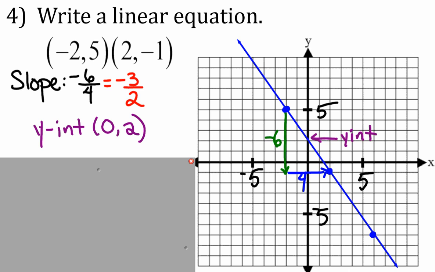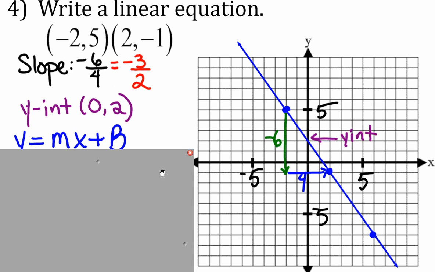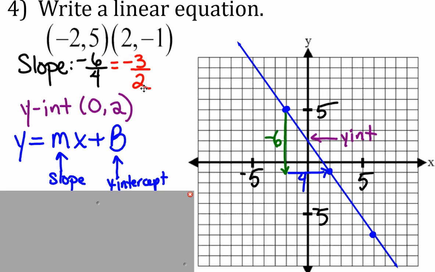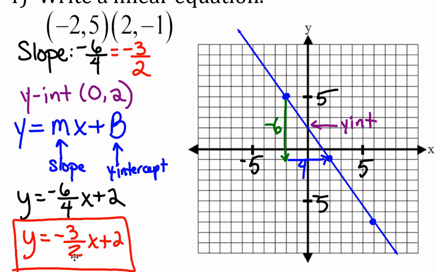In order to write the equation of a line in slope-intercept form, we need to have the slope and the y-intercept. With those two items present, we can substitute in those values and write the equation. So again, we know that the slope is negative 3 halves and the y-intercept is 2. So our equation for our line would be y equals negative 3 halves x plus 2.